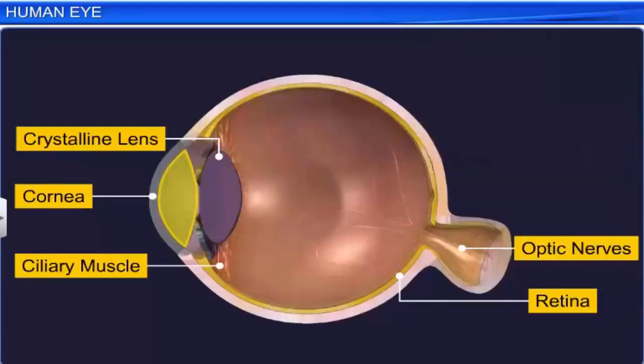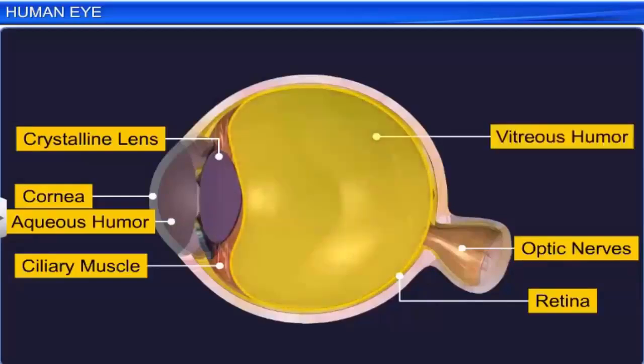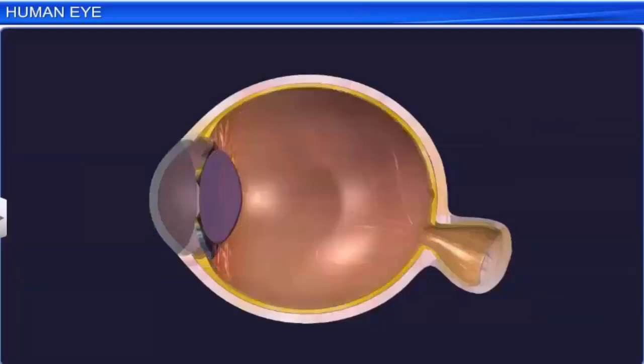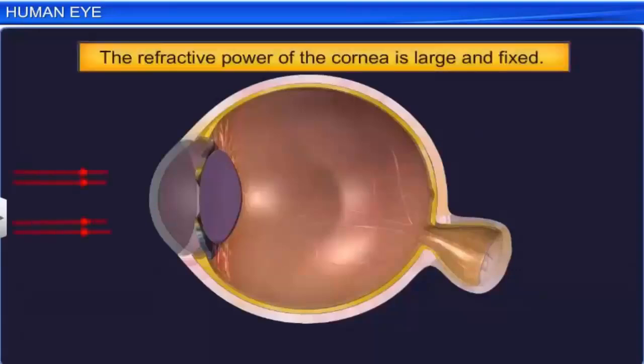Now let us study the working of the human eye. Light entering the eye is first refracted by the cornea. The refractive power of the cornea is large and fixed. The refracted light is then incident on the iris. The crystalline lens is just behind the iris, and light after passing through the pupil falls on it and is again refracted to form a sharp image on the retina.